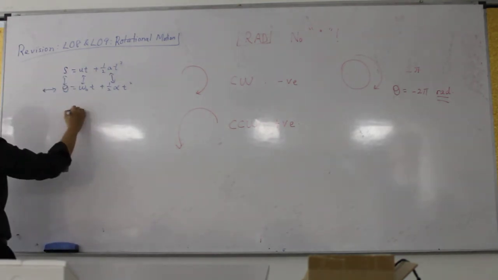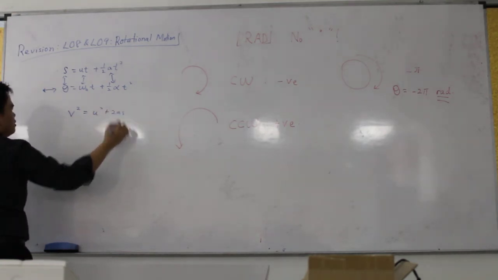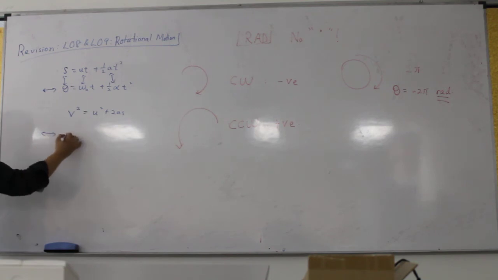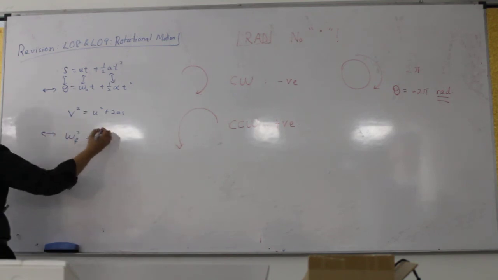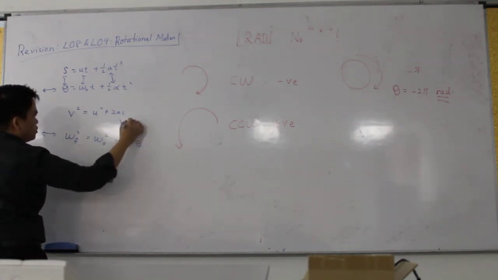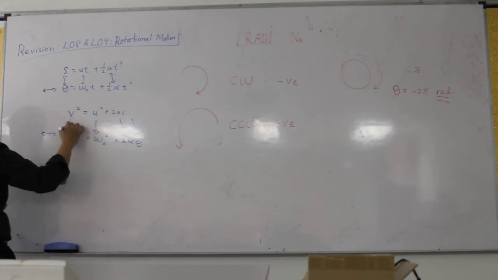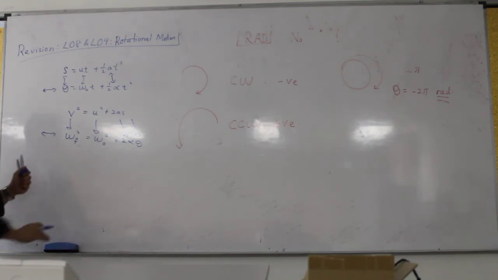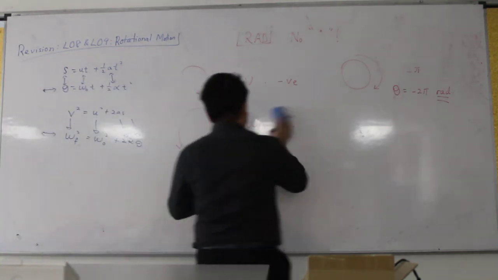Let me give you another example. v squared equals u squared plus 2ax for the linear one. Then for the rotational one, it's omega final squared equals omega initial or omega naught squared plus 2 alpha theta. By using all those kinematic equations, you can solve questions related to these three variables.